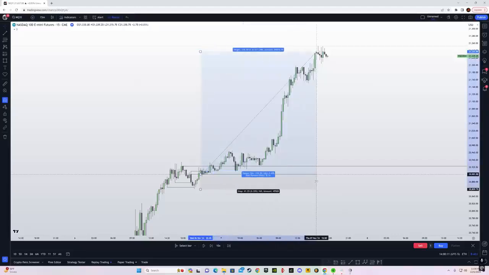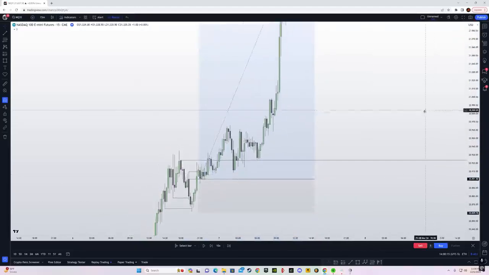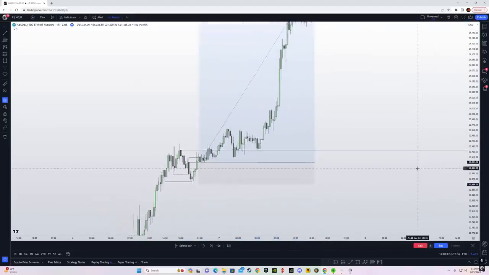Now, of course, it's not going to work every single time, but I promise you, this is literally all you need for 2025 if you are looking for an easy strategy that uses liquidity sweeps.